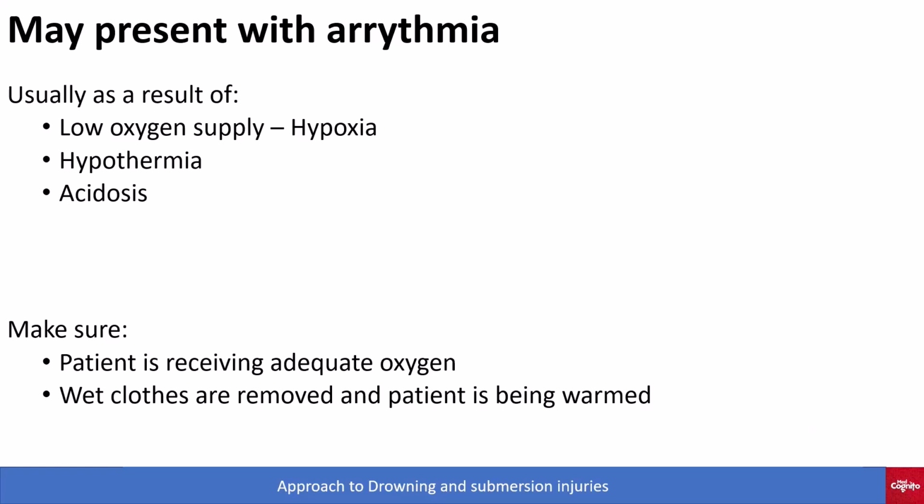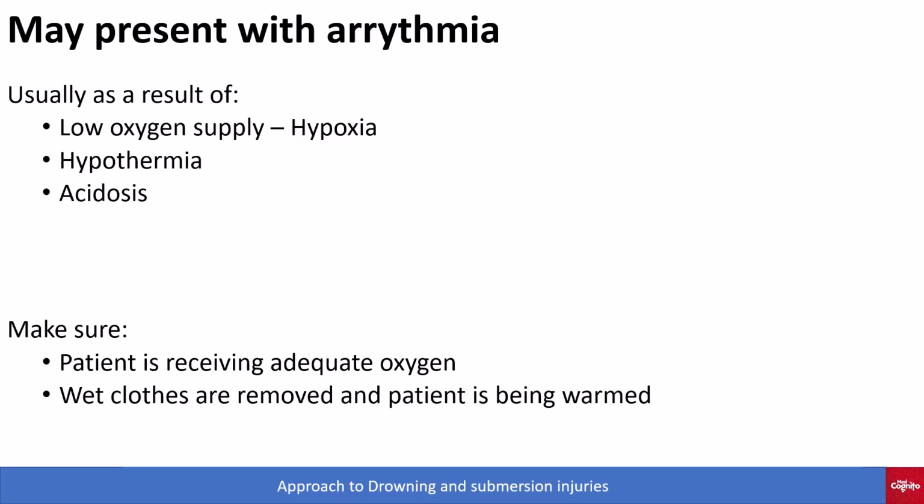So when you have a patient who has been rescued from a water body as a result of drowning, what should you make sure? You make sure that the patient is receiving adequate oxygen. And because hypothermia can also cause arrhythmia, you want to remove the wet clothes and cover the patient with a warm blanket. So always remember, what are the things that can cause arrhythmia in a patient who just drowned? Low oxygen supply, hypothermia, acidosis.